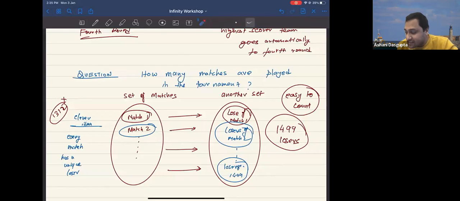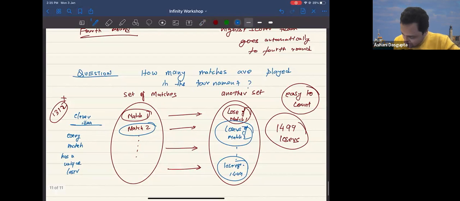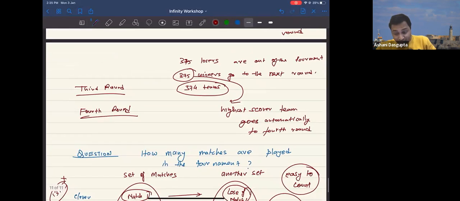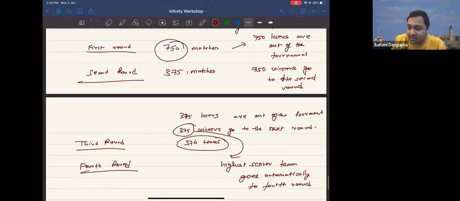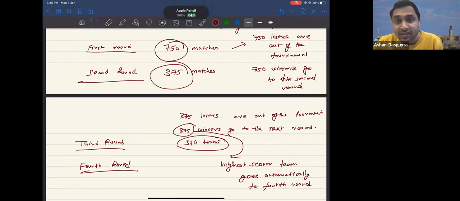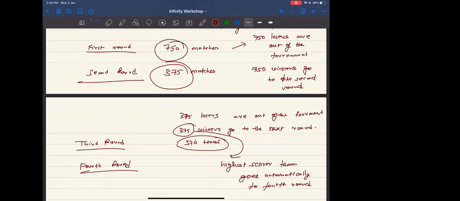And therefore, since it is a bijection with the number of matches, there must be exactly 1499 matches. So you reach the solution that there are 1499 matches in this entire tournament. Of course, if you just added the number of matches in every round very carefully, you would have gotten the same result. Okay. All right.